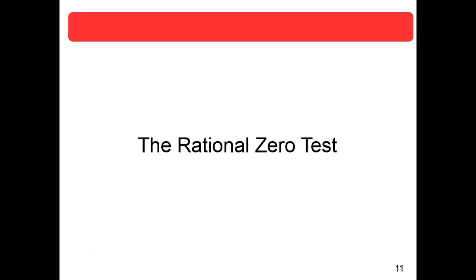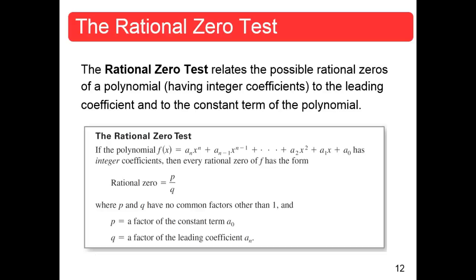All right. This is what we're a little more interested in, and this is the rational zero test. Let's at least introduce it here. The rational zeros test relates the possible rational zeros. Now, these are rational, not just real zeros, only the rational zeros of a polynomial, as long as this polynomial has integral coefficients. So far, that's all we've been dealing with. But if you have fractional coefficients, you can't use this test. If you have irrational coefficients, you can't use this test. It has to be integral coefficients.